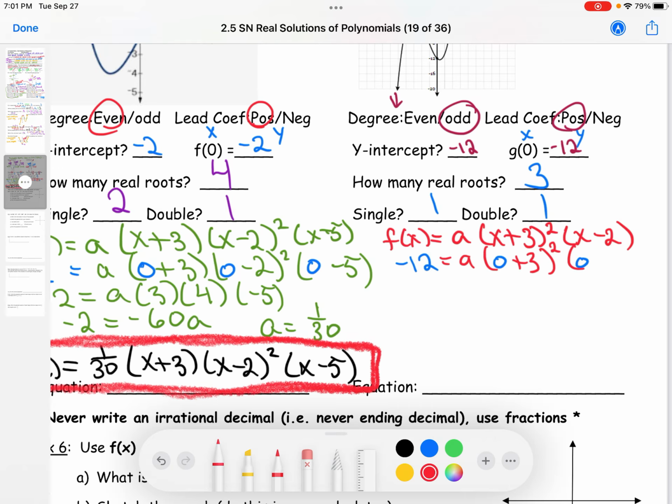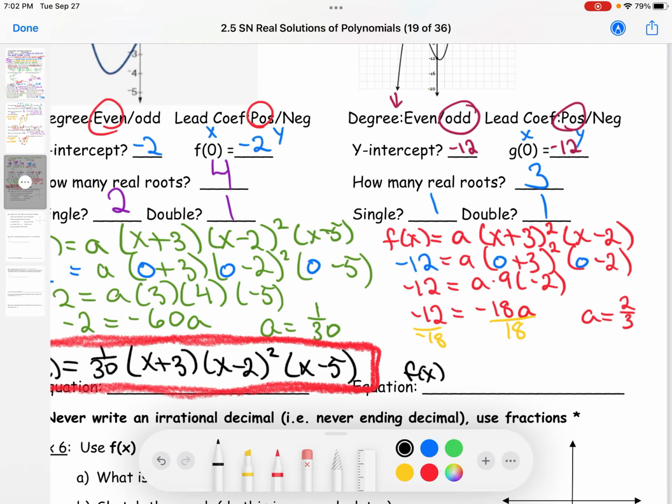So negative 12 will equal a times 0 plus 3 all squared times 0 minus 2. So negative 12 will equal a times 3 squared is 9 times negative 2. So negative 12 equals negative 18a. Divide by that negative 18. Negative divided by negative is positive, and reduce that fraction, and we get a equaling 2 over 3.